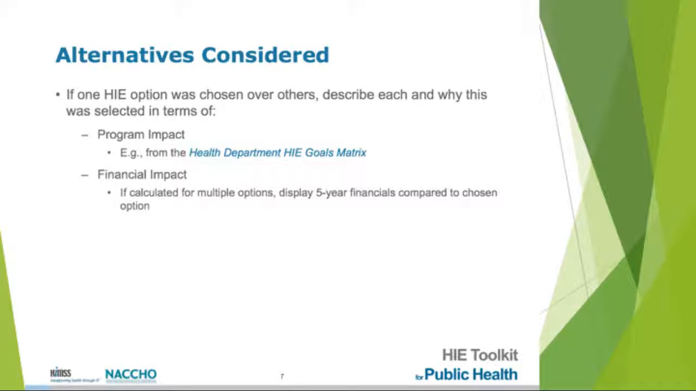The alternatives considered are also documented, and if one HIE option was chosen over all the others, you should describe each of them and why it was selected in terms of the program impact and the financial impact.